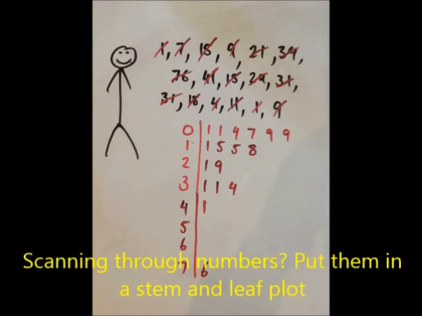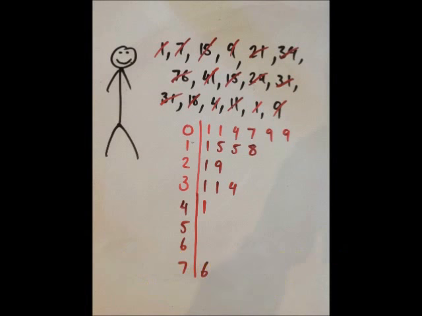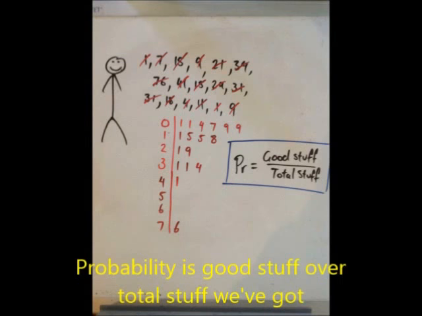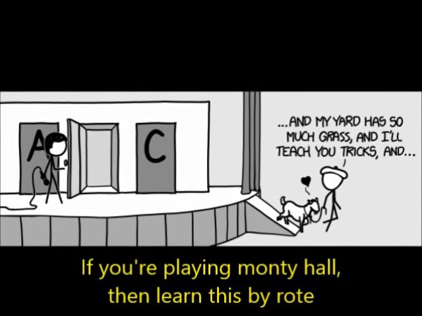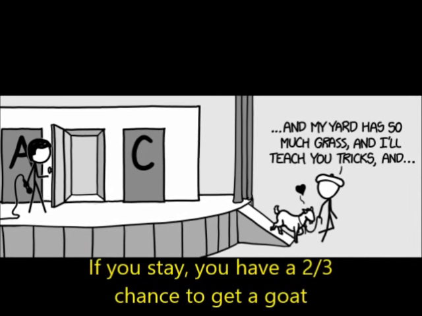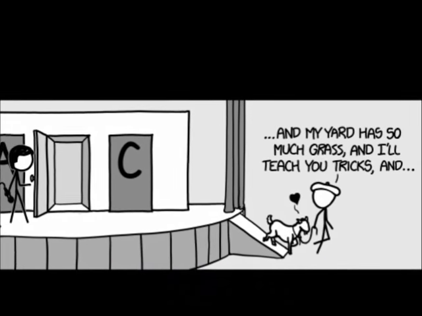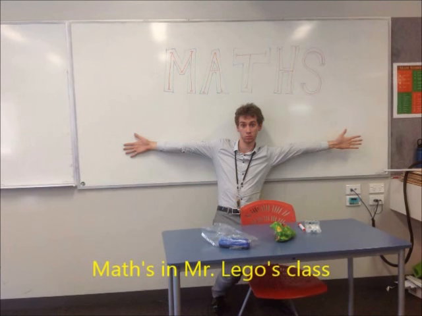Scanning through numbers, put them in a stem and leaf plot. Probability is good stuff over total stuff we've got. If you're playing multi-hole, then learn this by rote. If you stay, you have a two-thirds chance to get a goat. Maths in Mr. Lego's class.